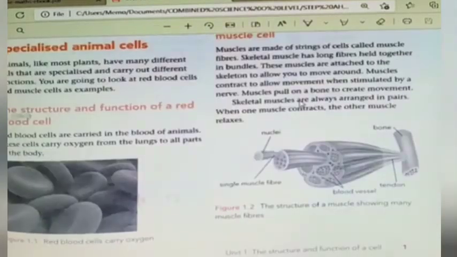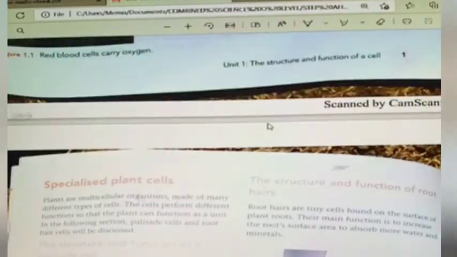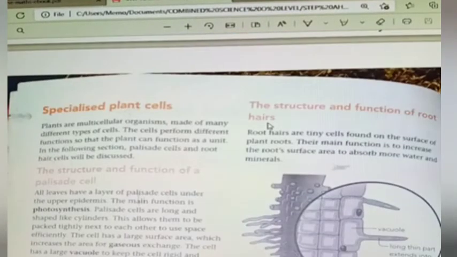So they look like that, and muscles have long fibers that are held together in bundles. Okay, the fibers are very long and are held together in bundles. Okay, so as muscles bring about movement, they work in sets, in the sense that when one set contracts, the other set relaxes, thereby bringing about movement. That's the two animal specialized cells that we are required to know.